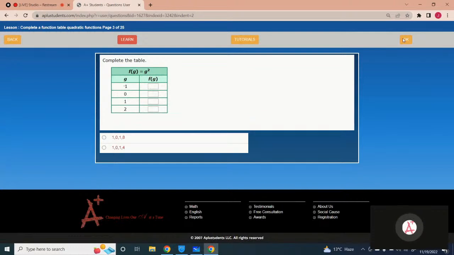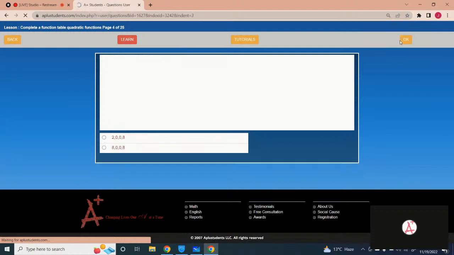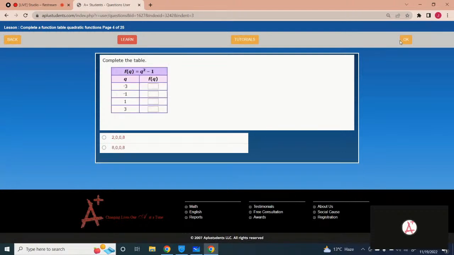Okay, f of g equals g square. So which option is the correct one? It would be option number 2. Got it? Okay, f of q equals q square minus 1. So which option is the correct one?